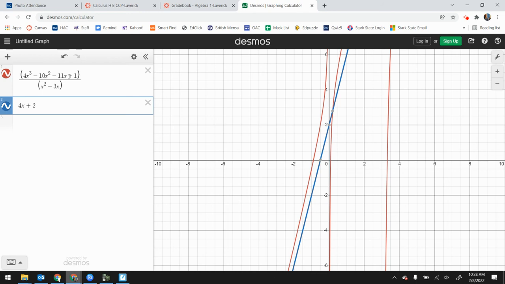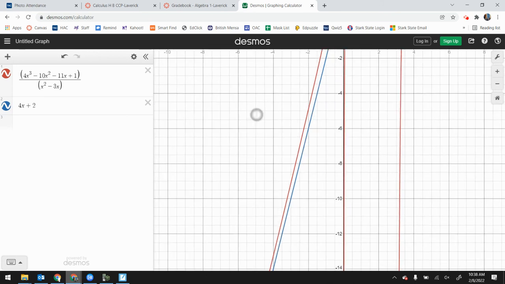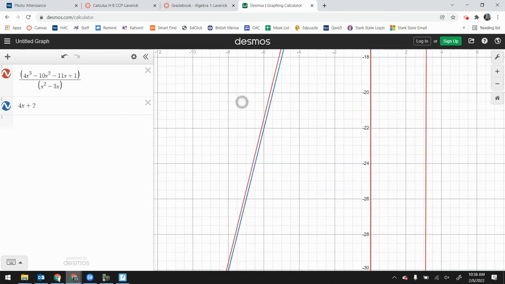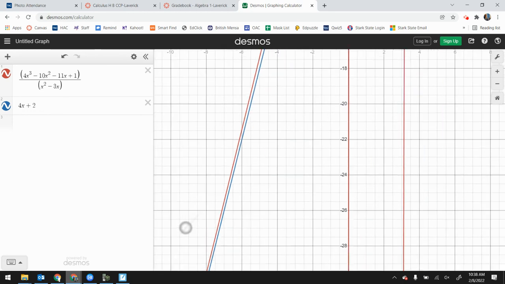Now, look at what's happening on either side. It's going through this piece of the function, but there must be some weird stuff happening in the middle because I really only care about what's happening on the ends. Look down here. You see how it's getting closer and closer down here? Let's check the opposite side.